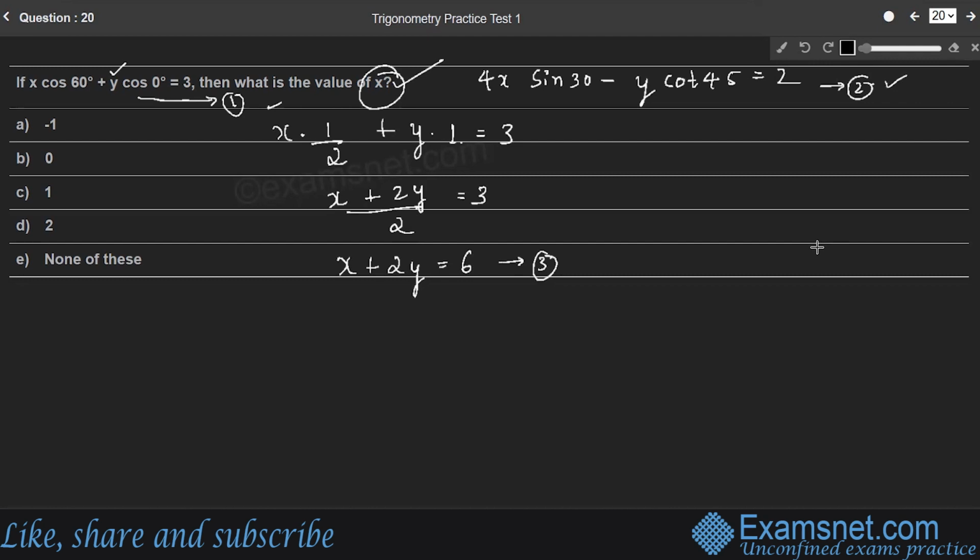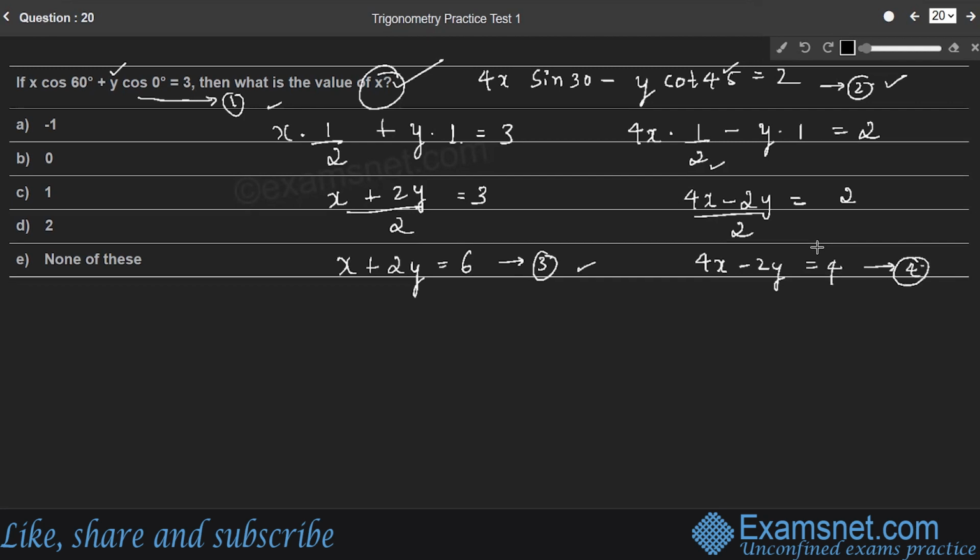Let us consider the second equation, 4x sin 30. Sin 30 is always 1 by 2, right? Cos 60 is equal to sin 30. So 4x into 1 by 2 minus y into cot 45, which is 1, is equal to 2. So 4x minus 2y, divided by 2, since we have taken 2 as LCM: 4x minus 2y by 2 is equal to 2. So 4x minus 2y is equal to 4. Consider this as equation 4.